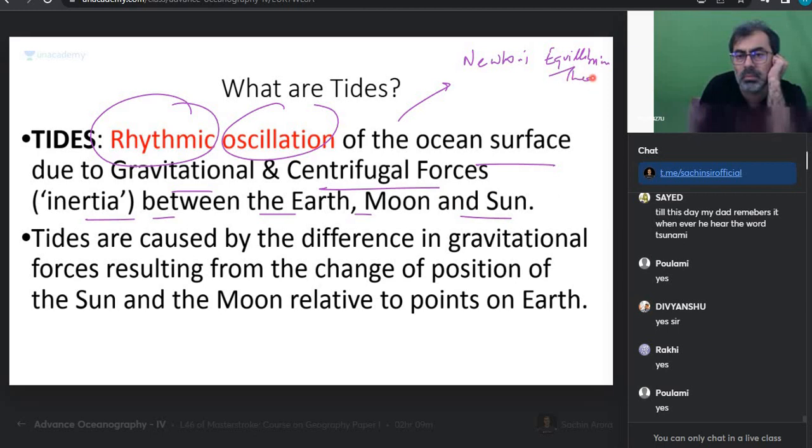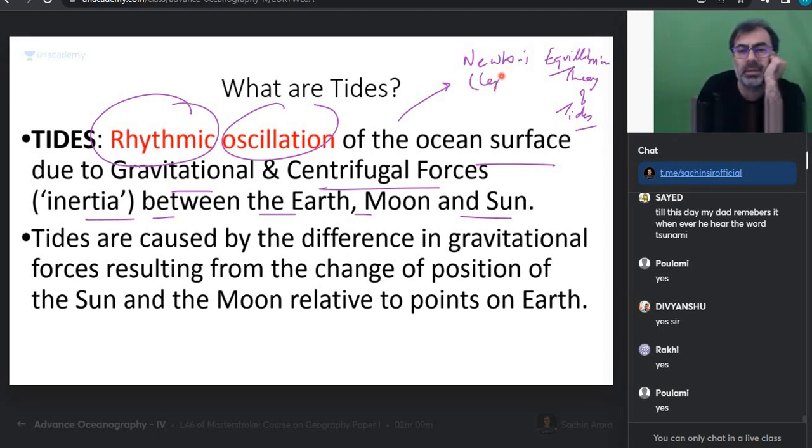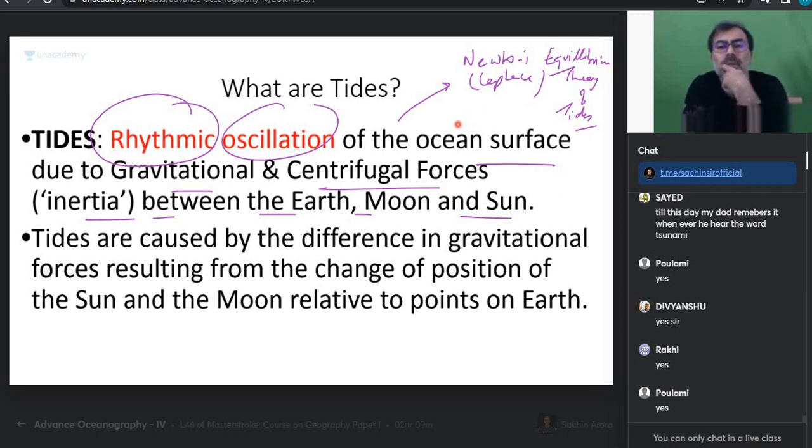Heard of Newton's equilibrium theory of tides? Heard or not heard? Newton, and later on, this was corrected by Laplace. Newton-Laplace equilibrium theory of tides. Have you heard of it in NCERT or not? Do you know anything about tides or not? Tides are caused because of difference in gravitational force.